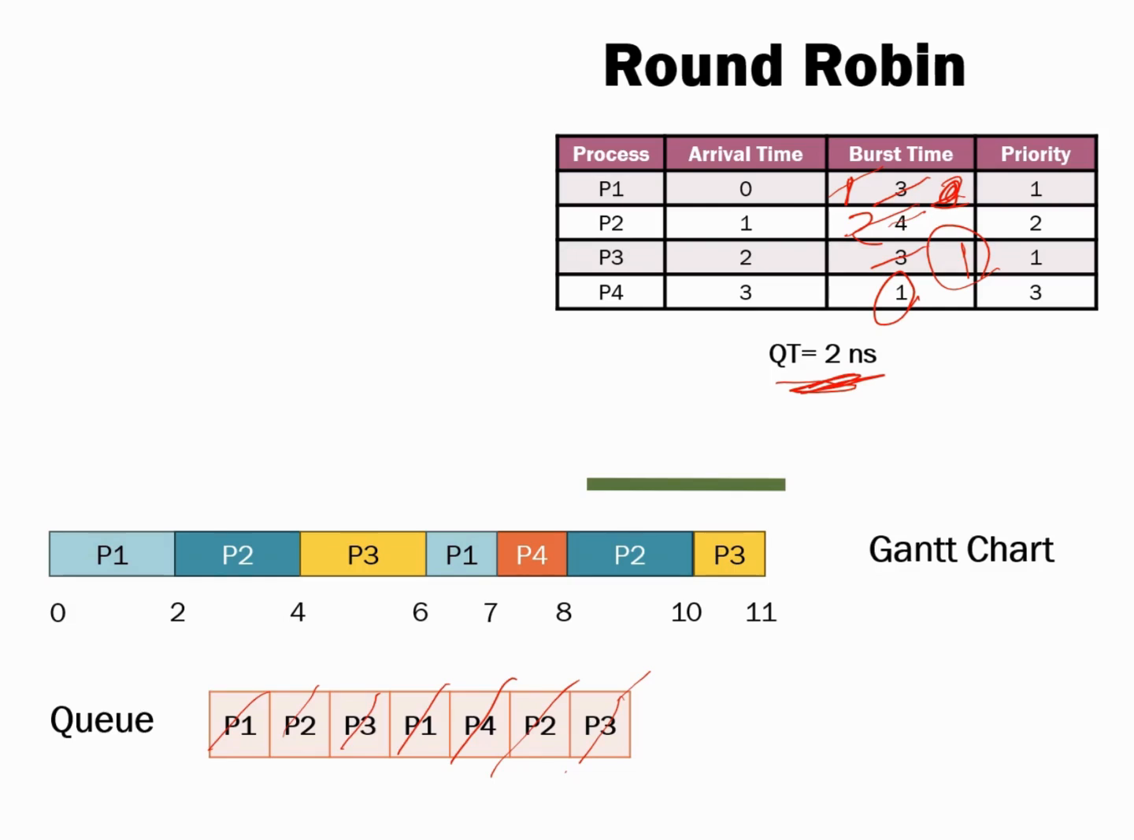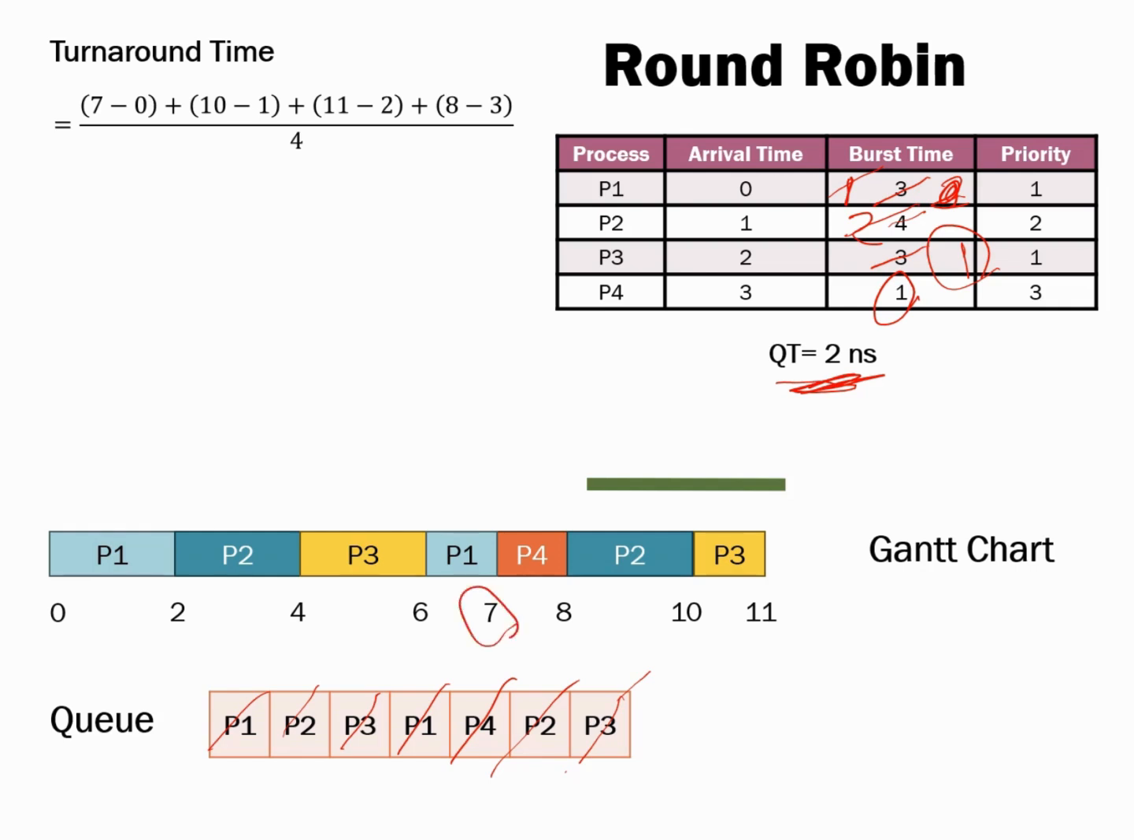As with the other algorithms, we have to calculate the turnaround time and waiting time. Turnaround time is calculated as completion time minus arrival time. The completion time for P1 is 7, so 7 minus arrival time 0. P2 is completed at 10, so 10 minus arrival time 1. And P3 is completed at 11, so 11 minus 2 as arrival time.